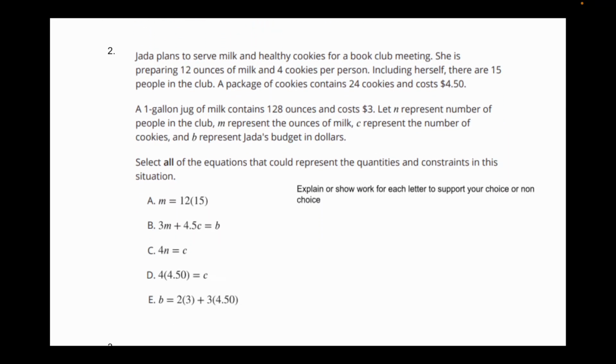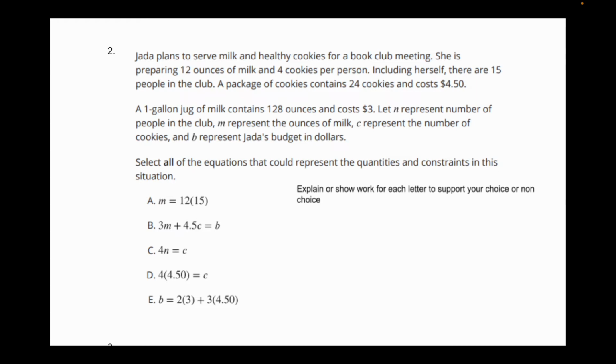Which brings us to number 2. Jada plans to serve milk and healthy cookies for a book club meeting. She's preparing 12 ounces of milk and 4 cookies per person. So including herself, there are 15 people. Oh, wow, and she's got some money and stuff going on here.